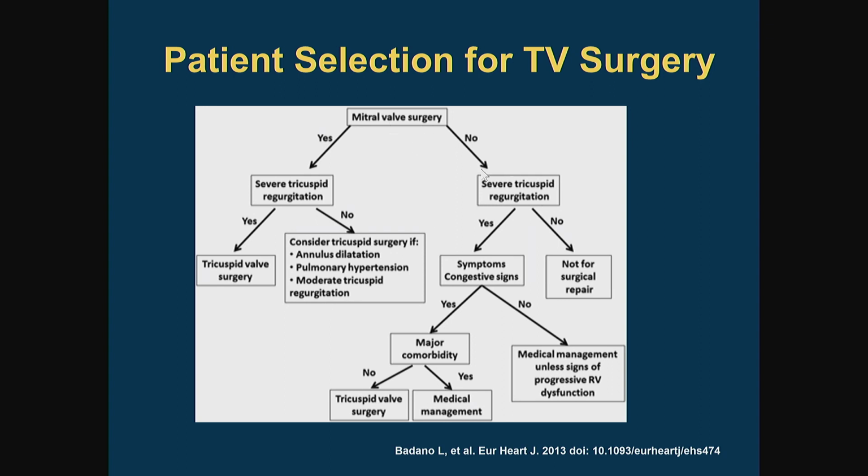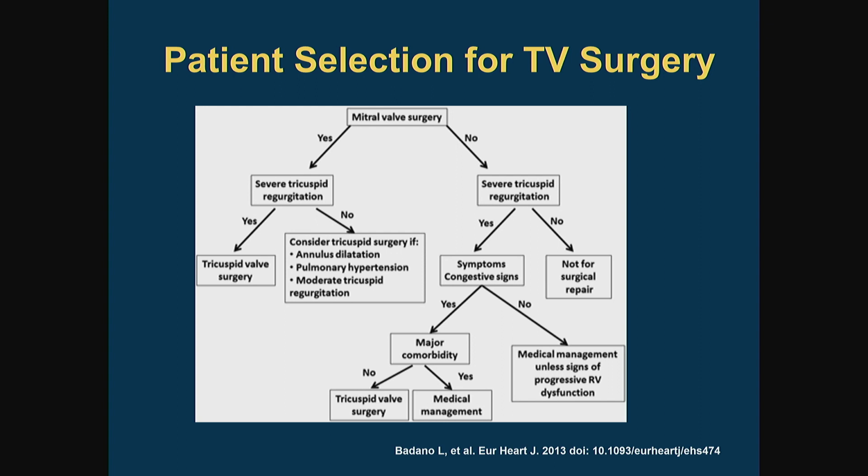If the patient is not undergoing mitral valve surgery, we're in the pathway for primary repair of tricuspid valve disease, and this is appropriate only in the presence of symptoms, otherwise no surgery. If there are no congestive signs or symptoms and there is severe TR, watchful waiting is appropriate. If there is no major comorbidity, tricuspid valve surgery may be appropriate, but medical therapy is probably appropriate if there's major comorbidity that heightens the risk of tricuspid valve intervention.